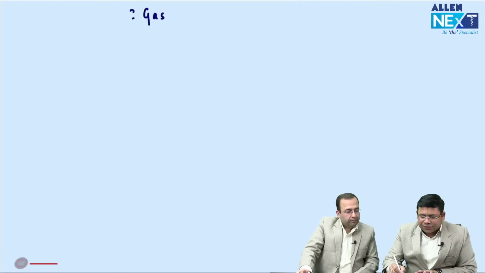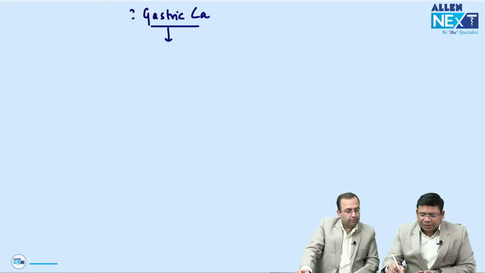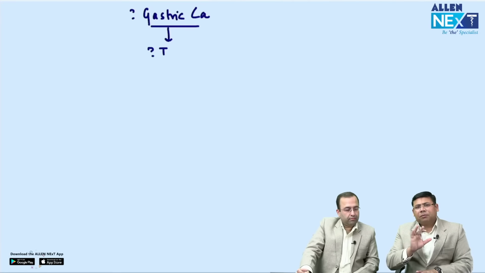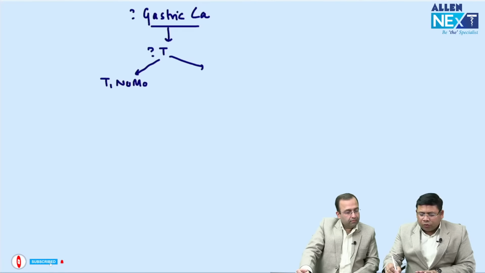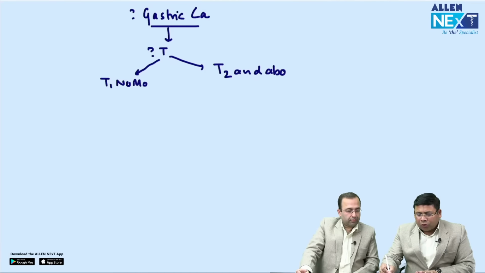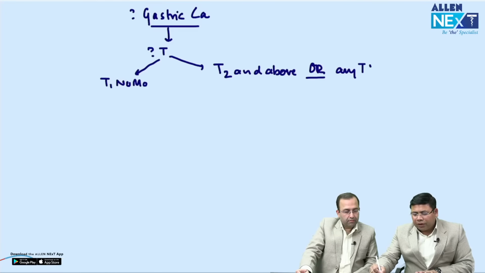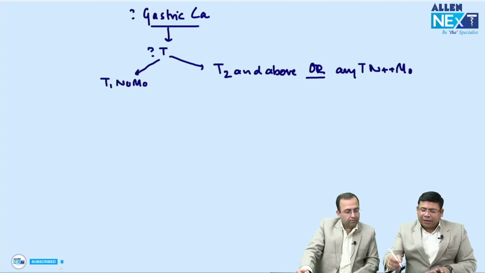Leave everything. So suppose you have a patient of gastric cancer. Let us quickly revise it. The first thing that you need to ask is what T does the patient belong to. Either it could be T1, N0, M0, or it could be T2 and above, or any T with N positive but M0. So what is the significance here?